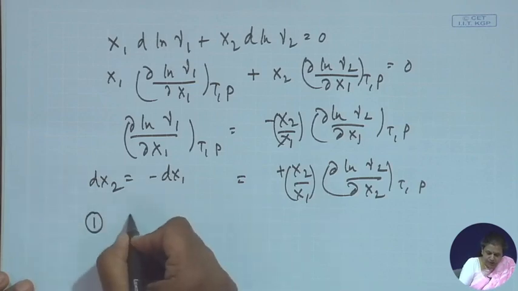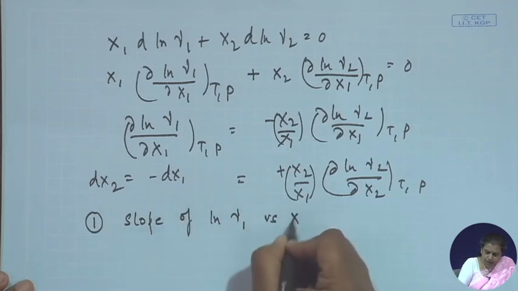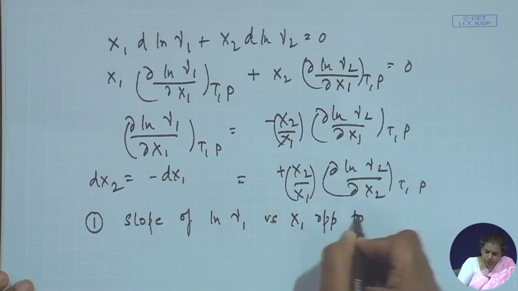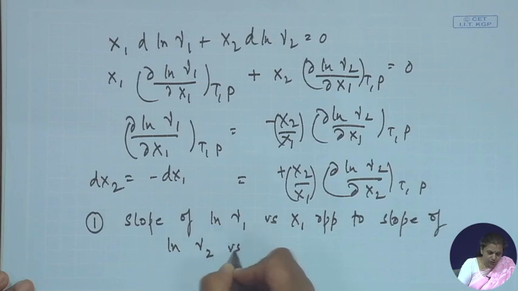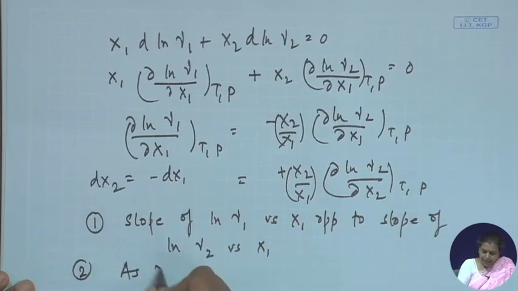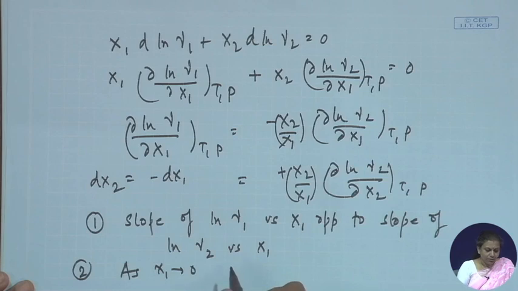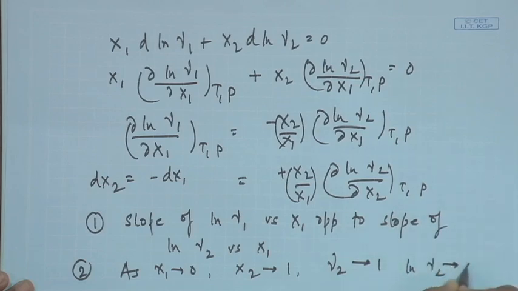So, let me write down the first thing: the slope of ln gamma 1 versus x1 is opposite to the slope of ln gamma 2 versus x1. What is the next thing that we know from here? We know that as x1 tends to 0, x2 tends to 1. Naturally, under that condition, your gamma 2 tends to 1 and ln gamma 2 tends to 0.